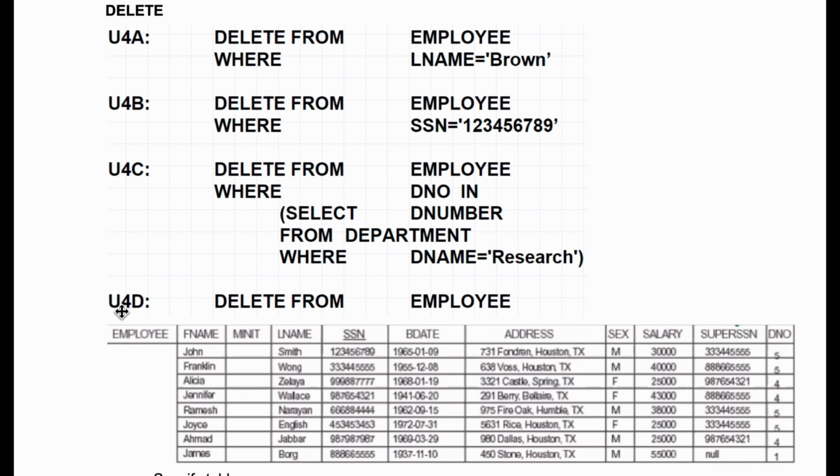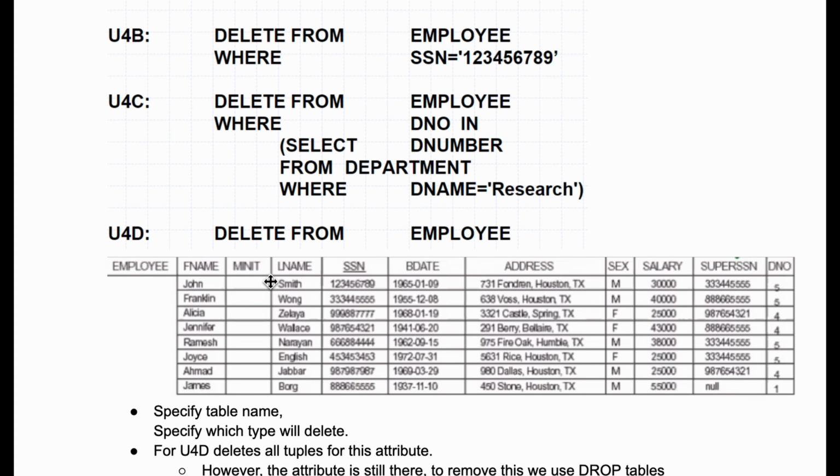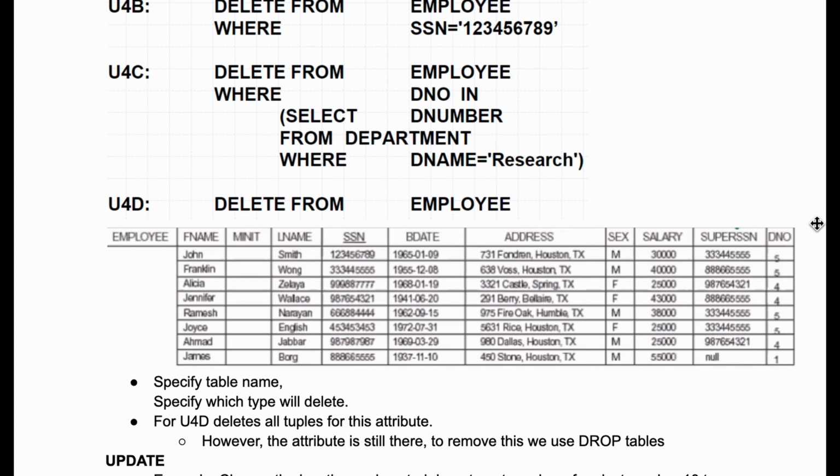And then our U4D is where we delete from the employee. This one is just going to delete everything inside of here, all of our tuples. It says delete from employee. We don't have any domain, so that means everything inside of here will be deleted. However, the attribute is still going to remain, so all these attributes are still going to be inside of here. Now, the way we would get rid of our first name, middle initial, last name, social security number, and so on and so forth is how we would use drops. And that's in the previous video in the playlist link below the like button. We would just drop these columns.